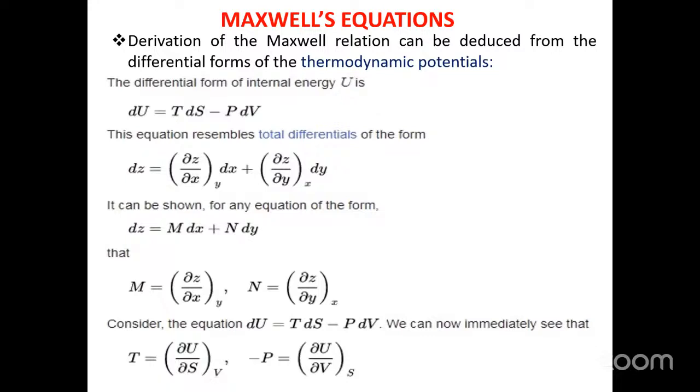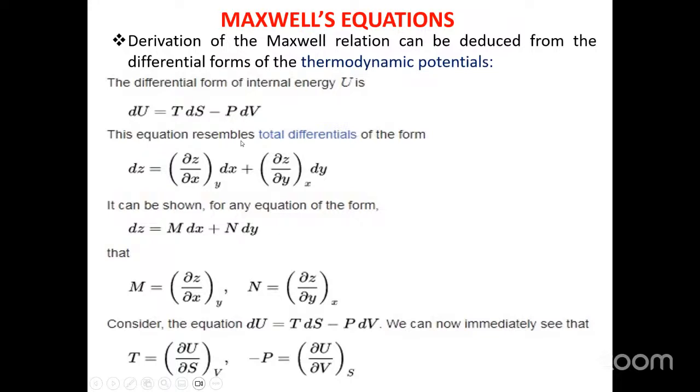Okay, the differential form of internal energy U we will take: dU is equal to TdS minus PdV. Maxwell relations, amma, malli confuse kavodandi. These are the thermodynamic potentials, and using these thermodynamic potentials we are taking the Maxwell relations of these thermodynamic potentials. So here the differential form of internal energy U is dU is equal to TdS minus PdV.